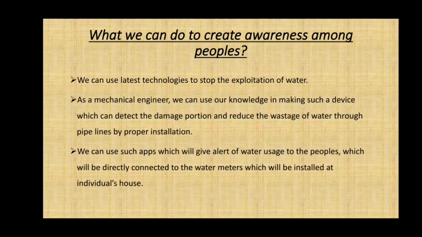What can we do to create awareness among people? We can use the latest technology to stop exploitation of water. As mechanical engineers, we can use our knowledge in making such a device which can detect the damaged portion and reduce the wastage of water through pipelines by proper installation. We can use applications which will give alerts of water usage to people, which will be directly connected to the water meter installed at an individual's house.